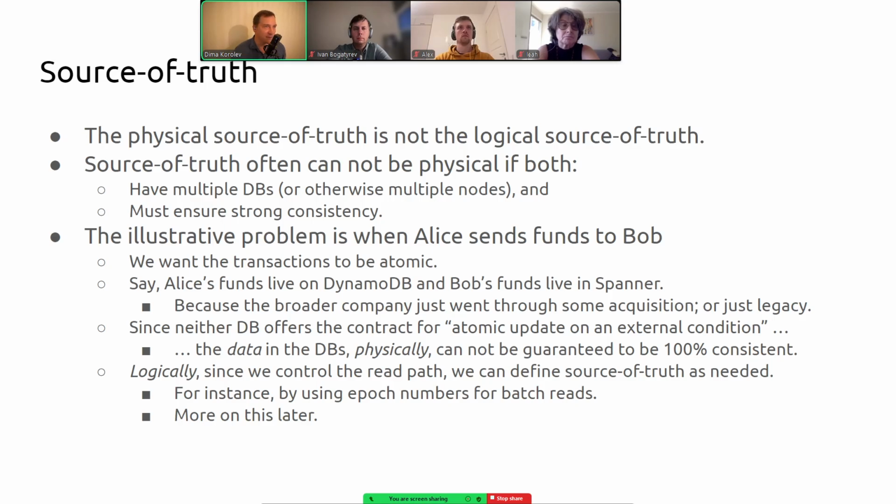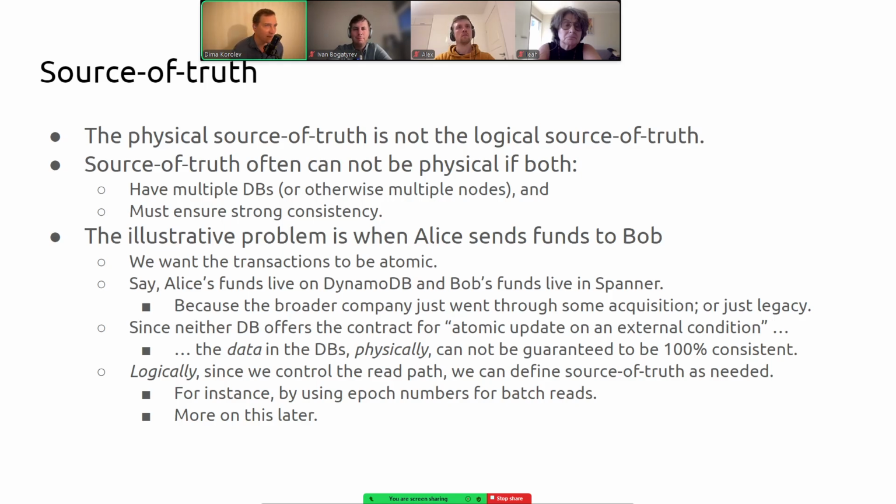Sounds naturally correct, but imagine somehow we went through an acquisition or just some legacy code, and Alice's account lives in DynamoDB and Bob's account lives in Spanner, Amazon and Google. Clearly, there's no way to run a transaction between these two in an atomic fashion. I mean, I would not be so confident. I would not be surprised if they're developing some two-phase commits across clouds. But let's assume it's not the case. If it's like Mongo and Redis, certainly you cannot do it atomically.